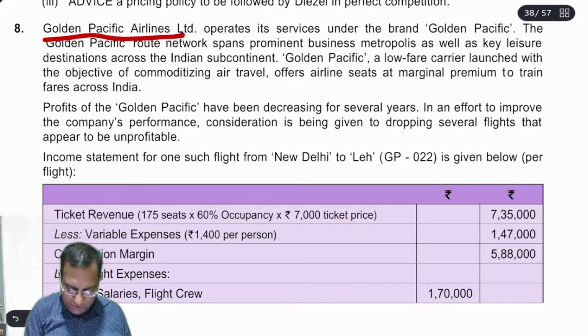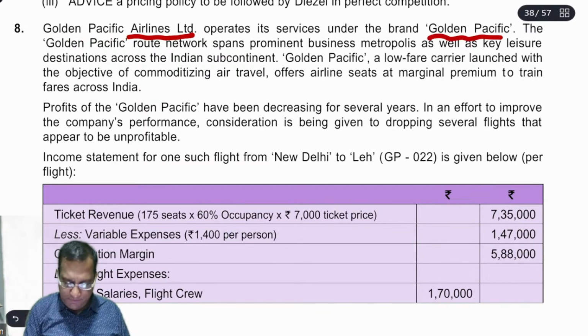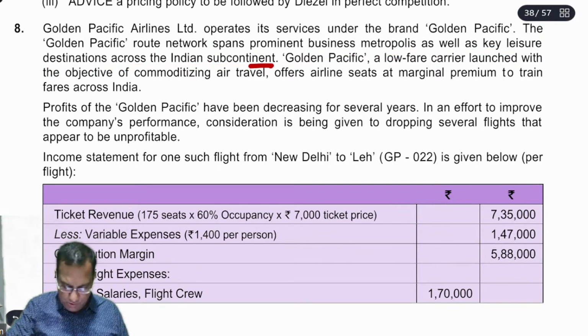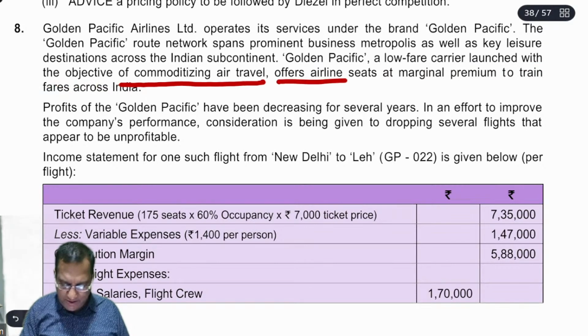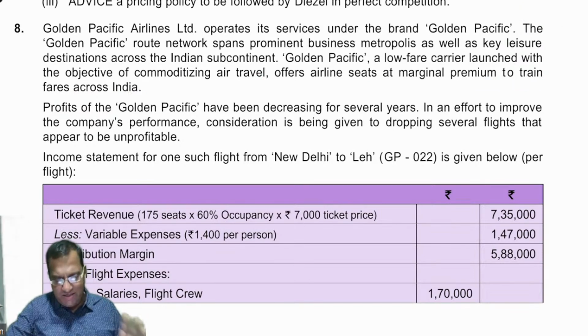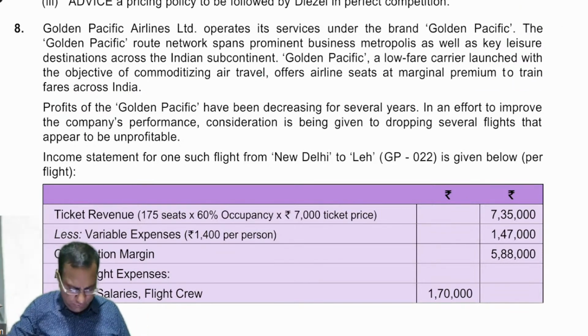Golden Pacific Airlines Limited operated service under the brand name Golden Pacific. Okay, so the name of the airline is Golden Pacific Airlines Limited. The brand name is Golden Pacific. The Golden Pacific route network spans prominent business metropolises as well as key leisure destinations across the Indian subcontinent. Golden Pacific, a low-fare carrier launched with the objective of commoditizing air travel, offers airline seats at a marginal premium to train fare across India. So the important point is the brand name is Golden Pacific. Other points are not relevant to us.